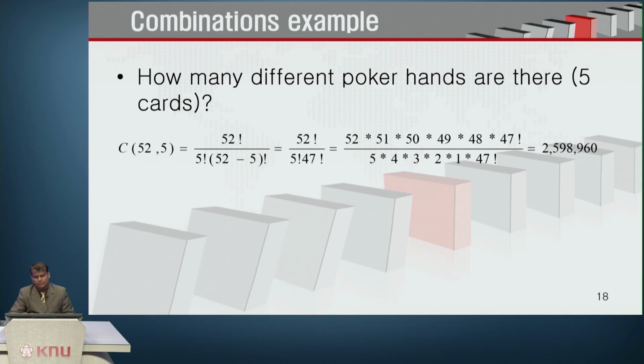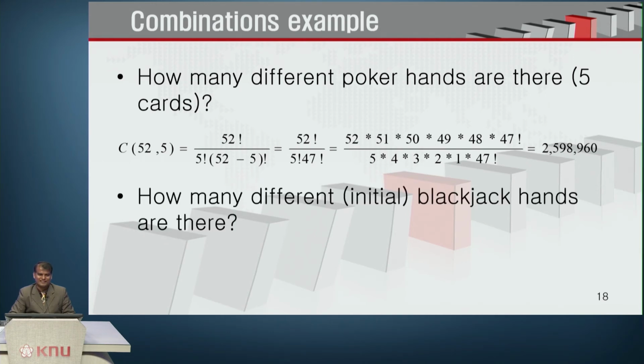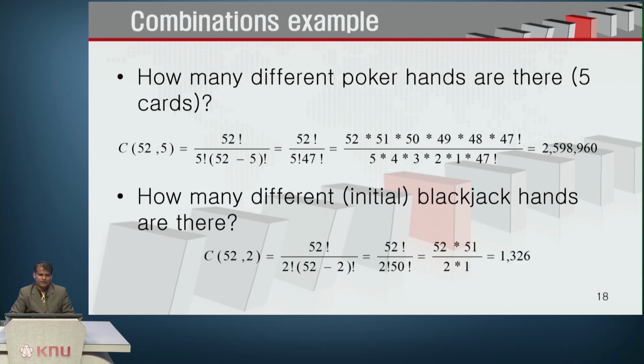So that's where we come up with this 2,598,960 different poker hands. How many different initial blackjack hands are there? So we just talk about 2 cards, so with respect to 2 we come up with these different combinations.